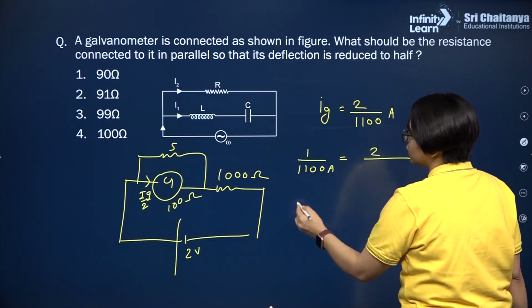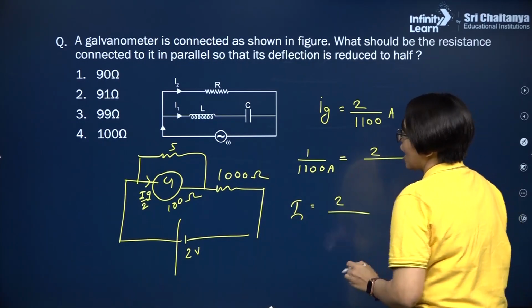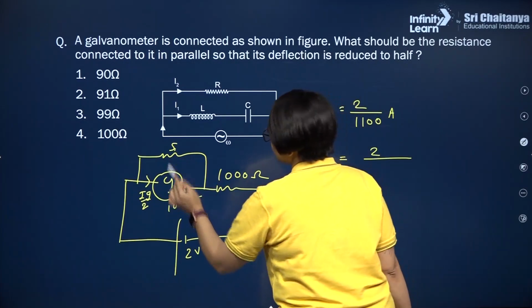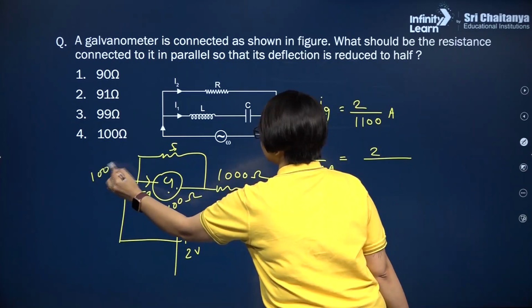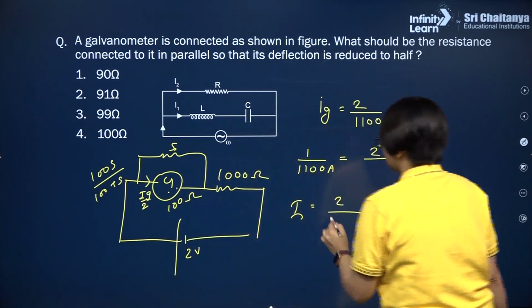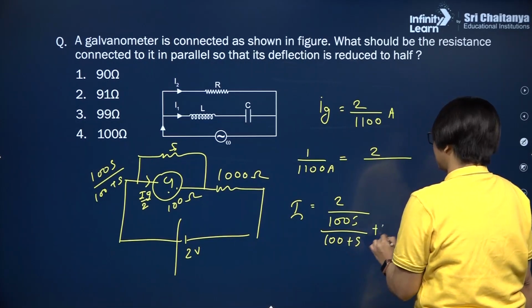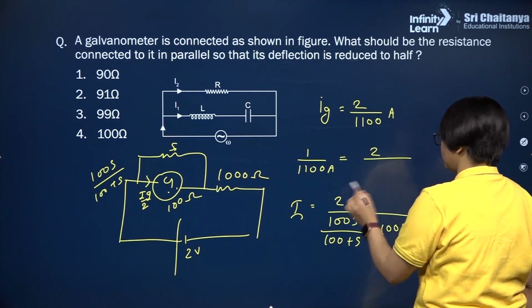Before that, let us find the total current flowing in this situation. So it is V upon R. R equivalent will be what? Parallel combination of these two, that is 100 S divided by 100 plus S, plus 1000. So 100 S divided by 100 plus S plus 1000 gives the total current.